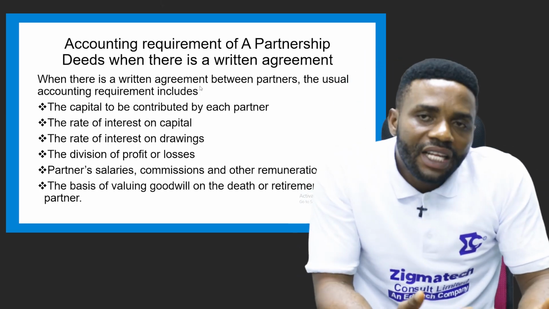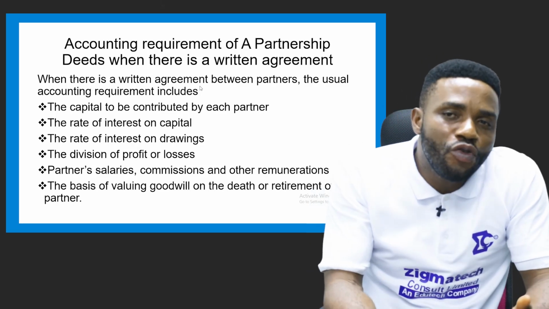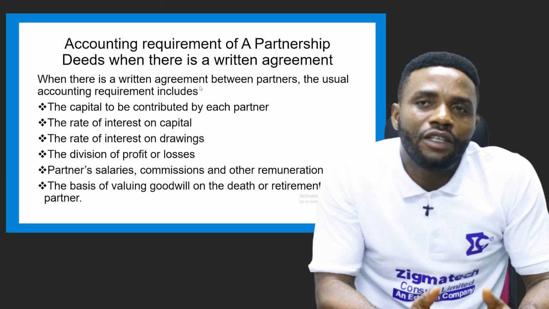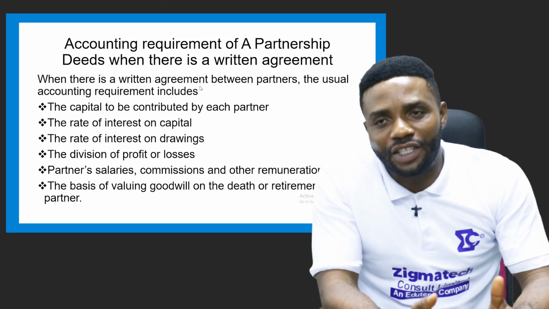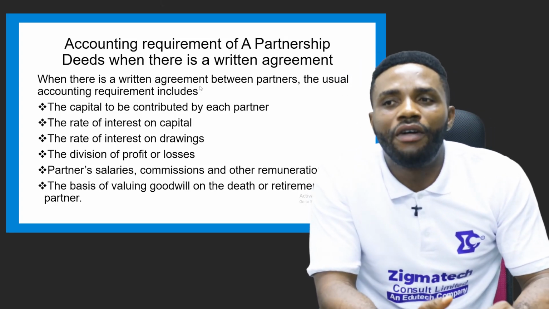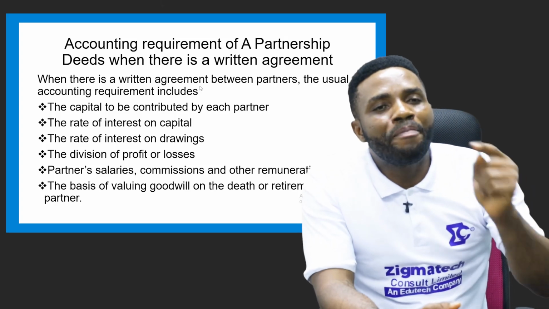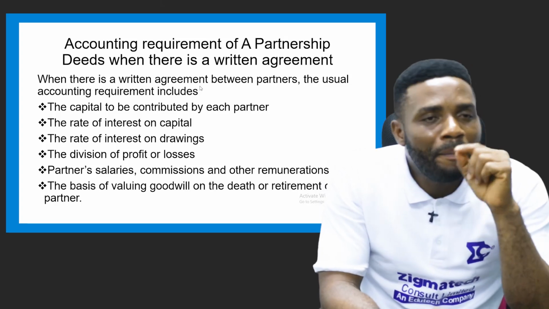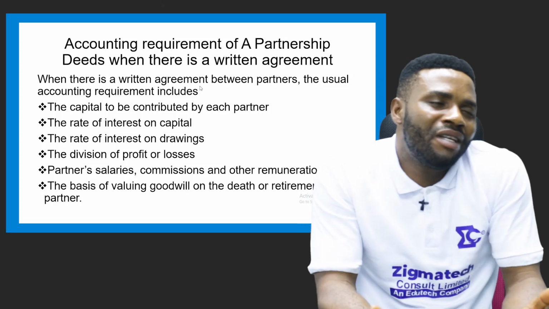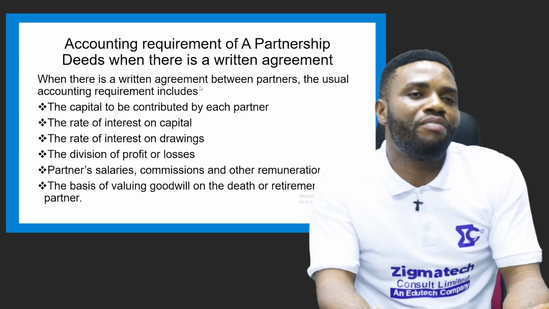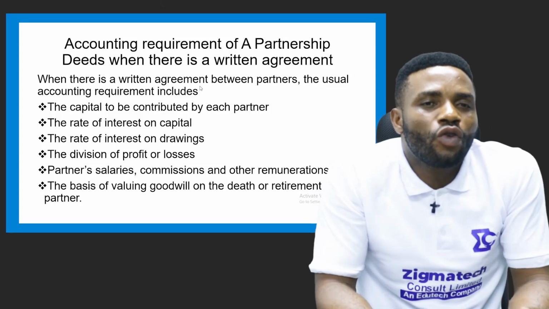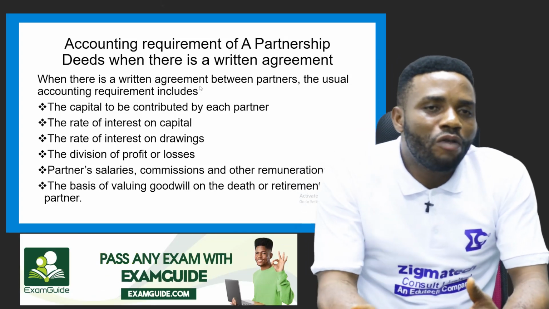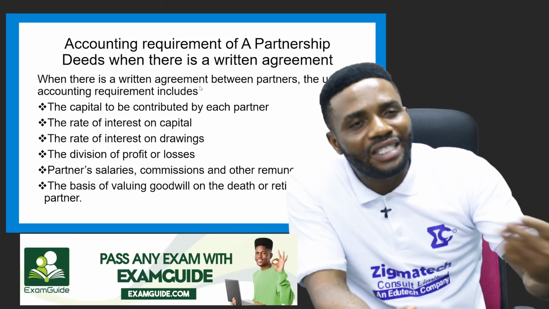So when there is need to review the goodwill, it must be spelled out in the partnership deed. I said the basis of valuing goodwill on the death or retirement of a partner. The death of a partner can bring the partnership business to an end. So what is going to happen is that, at that time, the existing partner may want to bring in another person. They may want to admit a new partner.